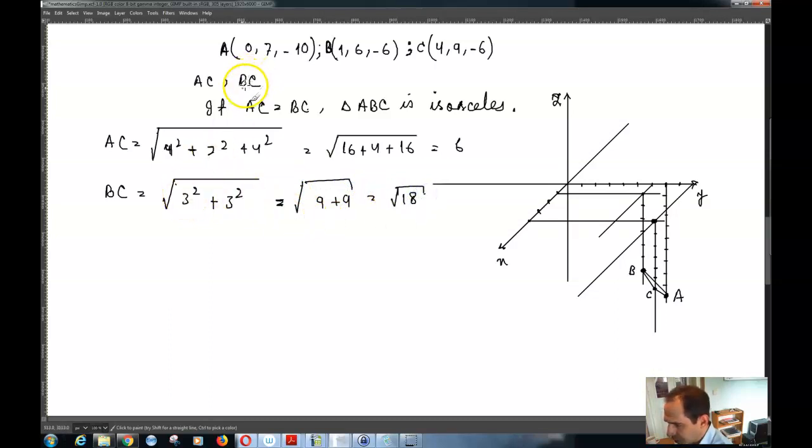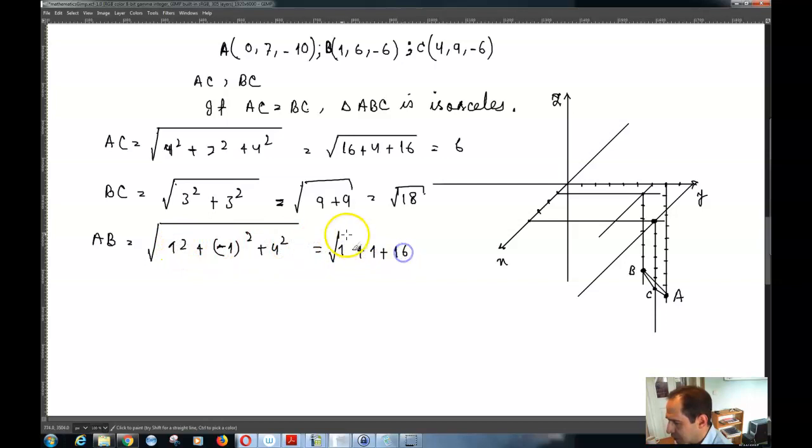Now if you remember, so this is AC and this is BC, when I calculated AB, that was equal to basically 1 squared plus negative 1 squared. 6 minus 7 is equal to negative 1 squared plus 4 squared, which is equal to the square root of 1 plus 1 plus 16, which is equal to the square root of 18. Now you see that AC is equal to BC actually.